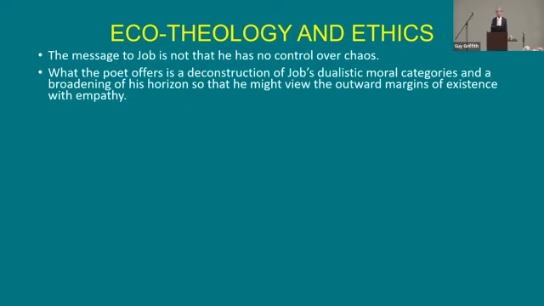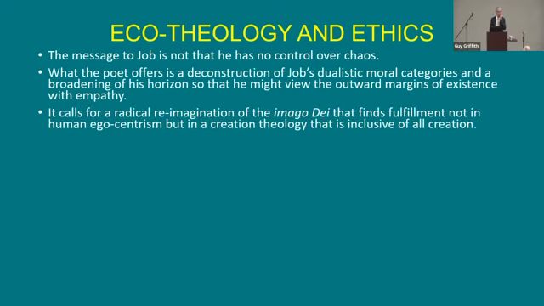What the passage does is broaden his horizon so that he might view the outward margins of existence with empathy. The lion we look at with terror is a parent. The vulture we look at with disgust is a parent. The passage calls for a radical reimagination of the Imago Dei, of what it means to be in the image of God. The Imago Dei that finds fulfillment not in human-centeredness, but in a creation theology that's inclusive of all creatures.